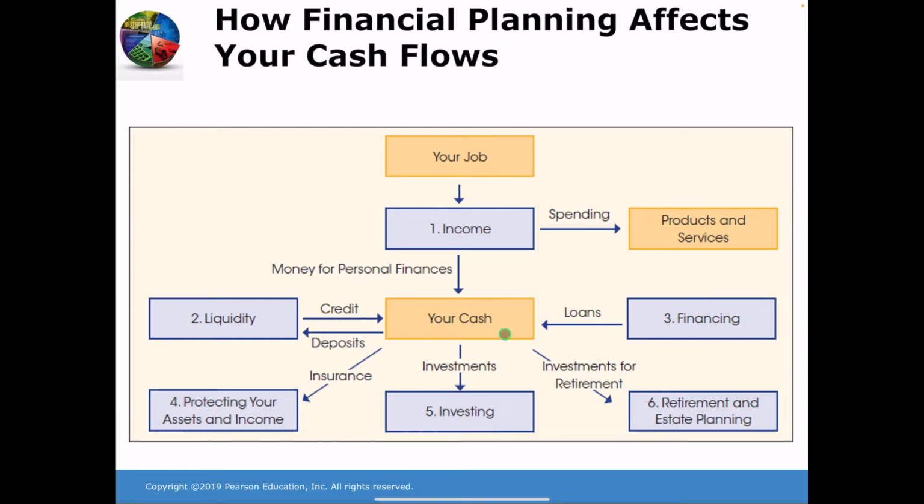When you look at money for personal finances down here, you have arrows going in and out. Some is going to be liquid, okay, so that you are ready for emergencies. You might buy some insurance. You might invest some. You might put some in retirement. If you need more cash, the cash coming in, you could be financing.